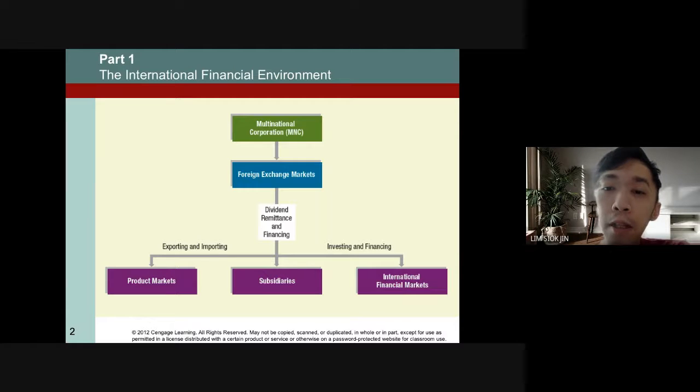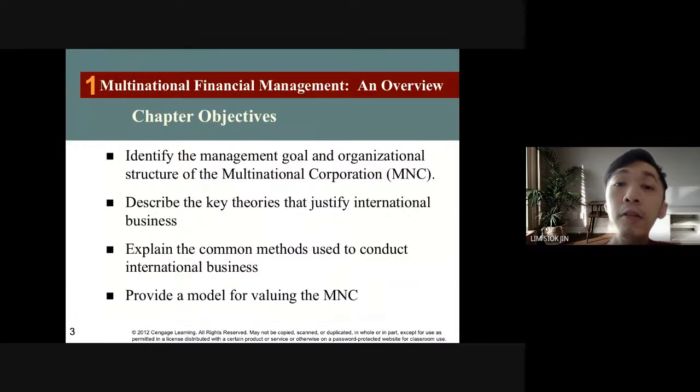Okay, so broken down here, for the foreign exchange market, they categorize the reasons why it is needed because they need to pay for products, they need to pay their subsidiaries, and also because they need to invest and finance international markets. Okay, these are the reasons broken down.